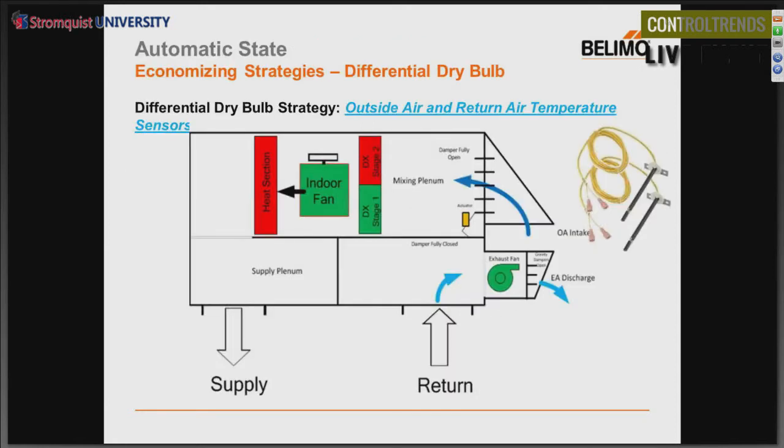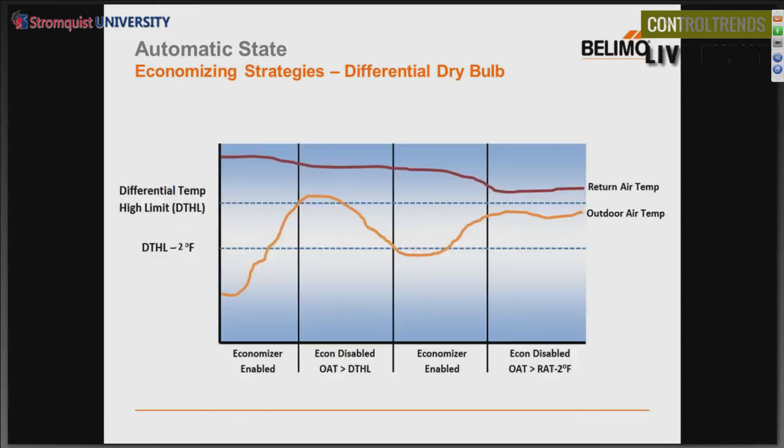Differential dry bulb. For this particular example, what you're doing is you're using outside air and return air temperature sensors for this strategy. Again, you would always have your 10K sensor in the supply. No graph for this. Oh, there is a graph. This one has 4 different phases.